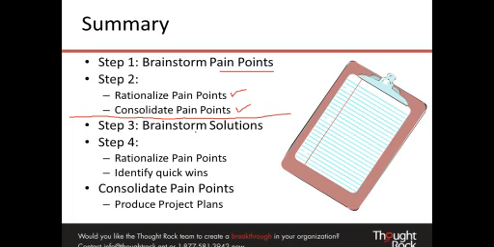Then you get into phase 2: come back and start brainstorming again, this time for solutions to these pain points. Again, rationalize. Actually, I need to change my slide here. I should say rationalize the solutions here, and then keep breaking it down however many rounds you have to go through until you can come up with quick wins. And then consolidate those, again, I should say solutions here, and produce your consolidated project plan.